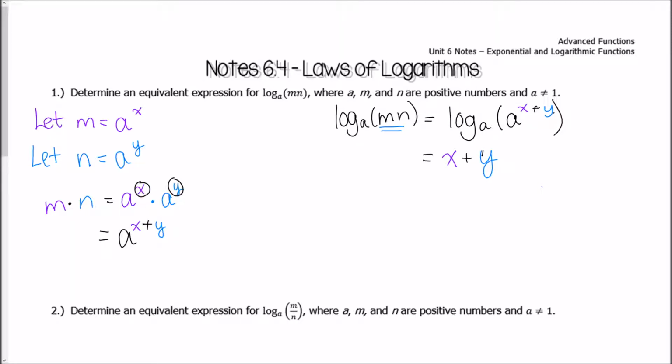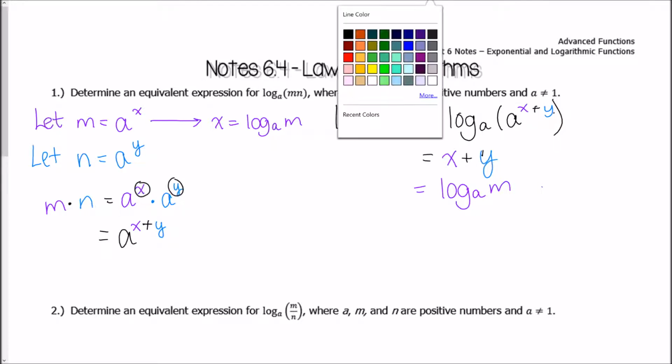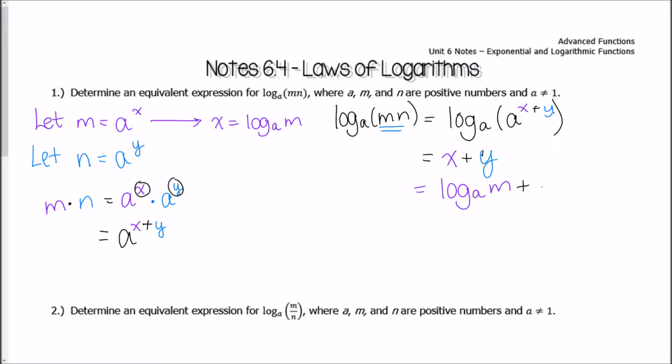Now I want to rewrite this in terms of x, so I'm going to get the x alone. If m is equal to a to the power of x, then x is equal to log base a of m. So here I can say this is log base a of m. Plus, for this I need to isolate the y, because I want an equation in terms of y. So y is equal to log base a of n, and this is log base a of n.